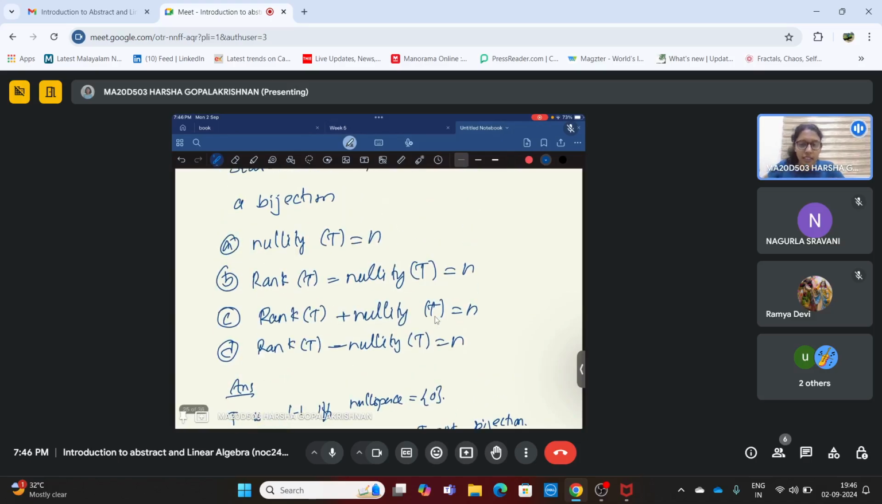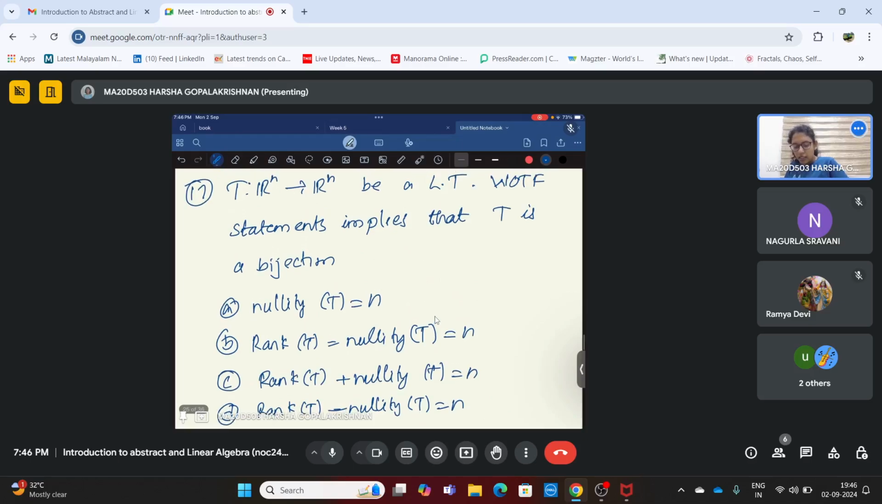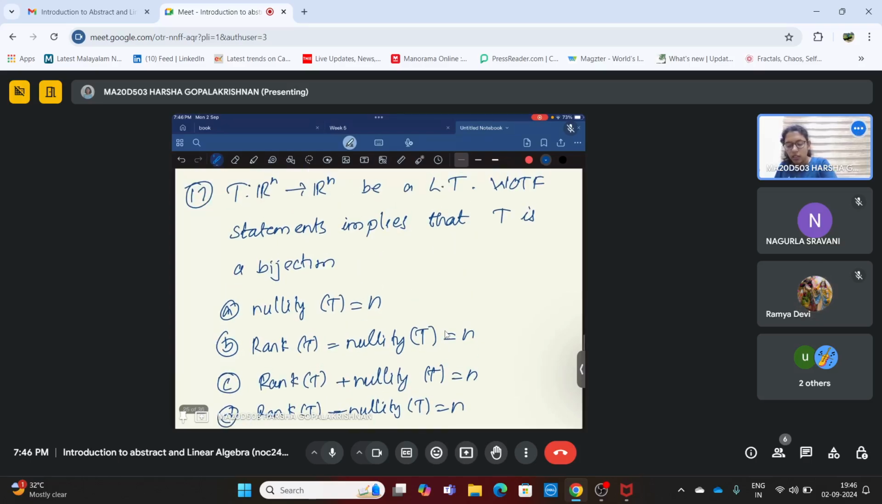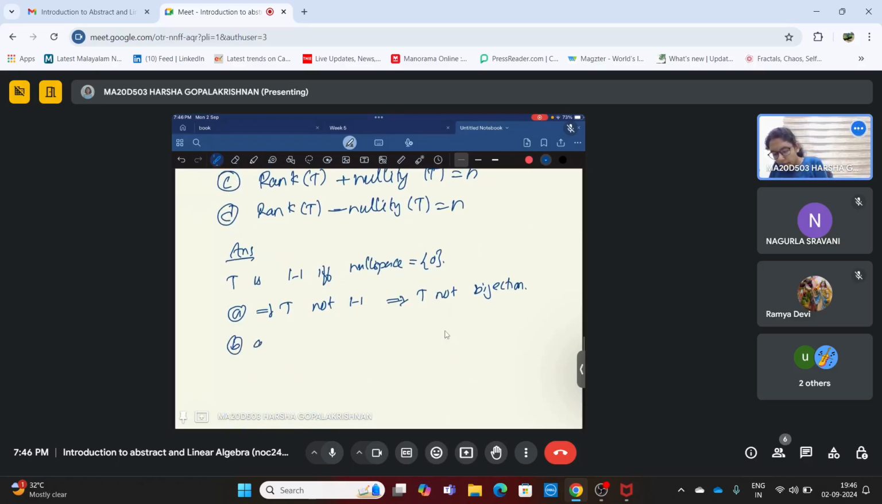Now what about B? Is option B possible at all? T is from Rn to Rn and they are saying rank equals nullity equals n. Both rank and nullity are n. Yeah, that is a contradiction to the rank-nullity theorem, right? If both are n, rank plus nullity equals 2n, that is not true. Rank plus nullity should equal n. So B is a contradiction to the rank-nullity theorem.